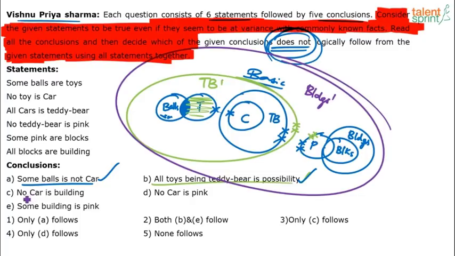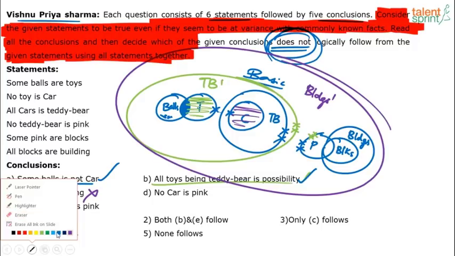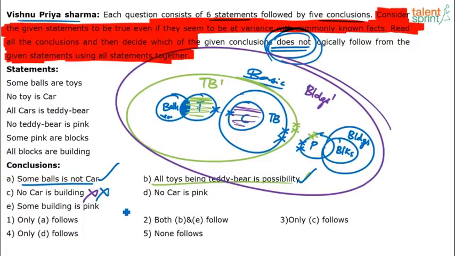Now what do I find? No car is a building was a statement. But see, all the cars have come inside buildings. So how can you say no car is a building? Which means this is wrong. Yes or no? No car is a building is wrong. While it may satisfy the basic diagram, it fails in the possible diagram, right? So this particular conclusion is wrong.